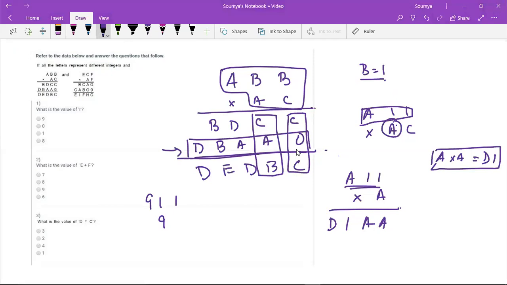Now think about the values. We already know that B is 1. So this thing has to be 1 here. We already know that A is 9. So what plus 9 will end with 1? Simply 2, right? So what we get is, this is the multiplication. The first multiplication is achieved. We already figured this out.